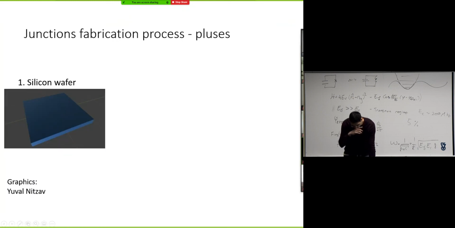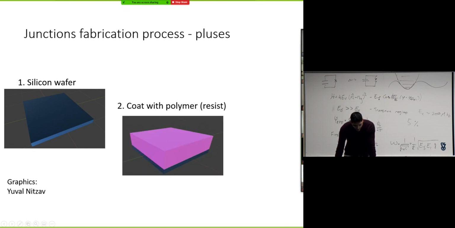Okay. What I want to do now is take a quick detour to explain how you do the fabrication. This is for those who don't know. So, quick on fabrication and how this is done. To do fabrication, you take a wafer, you coat it with a polymer. This is how the typical lithography is done.